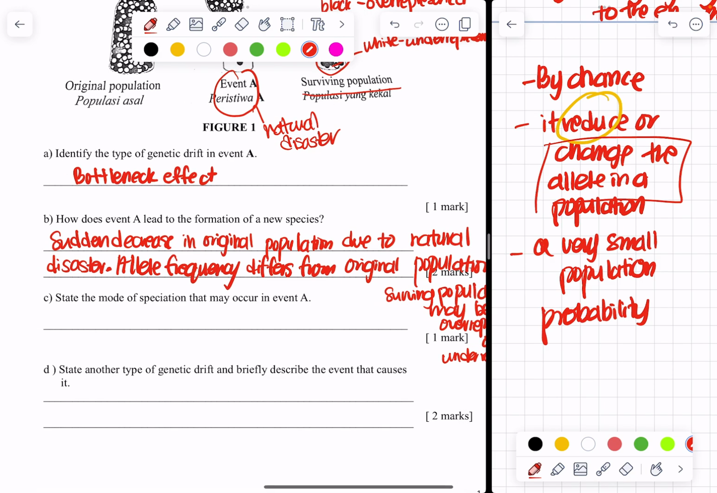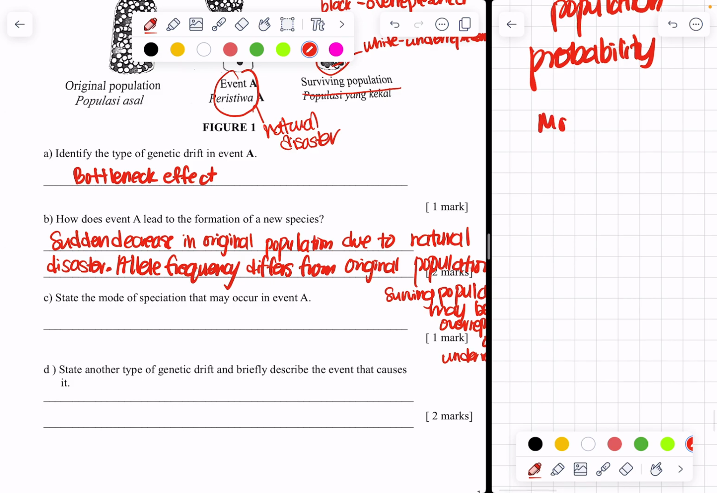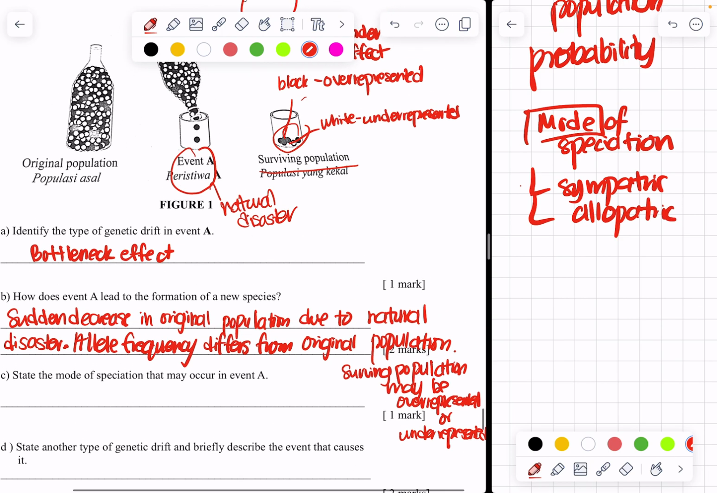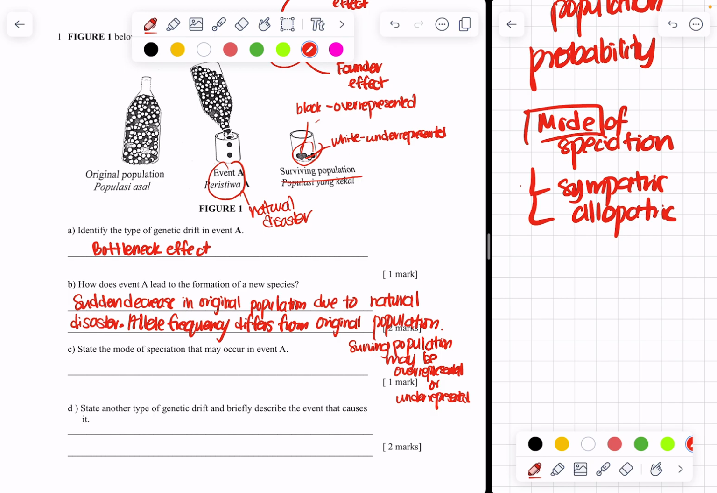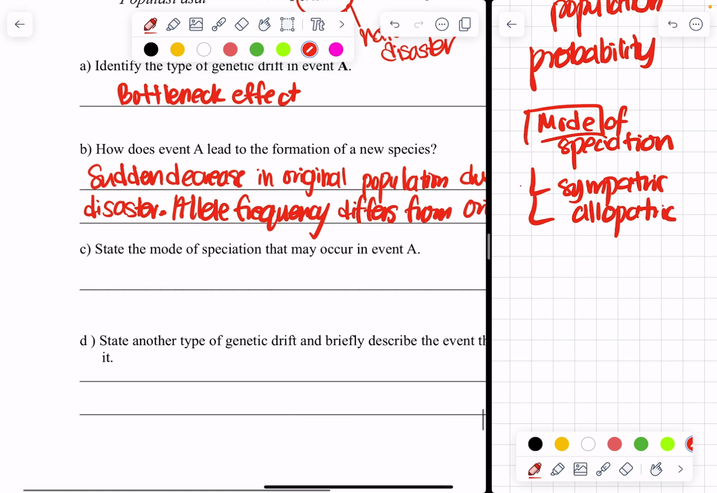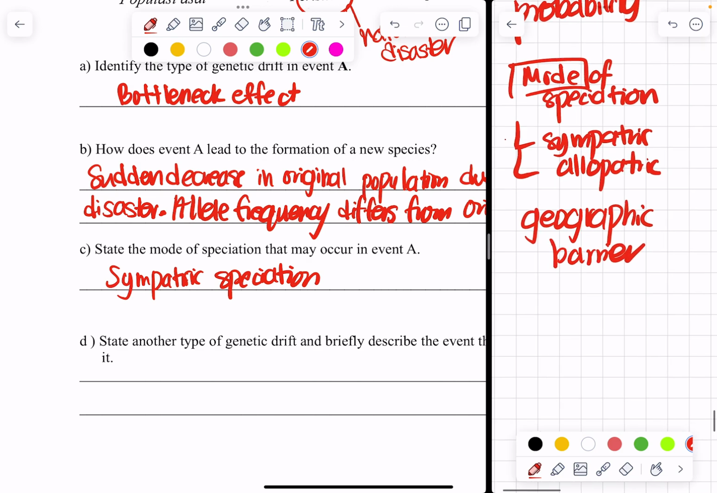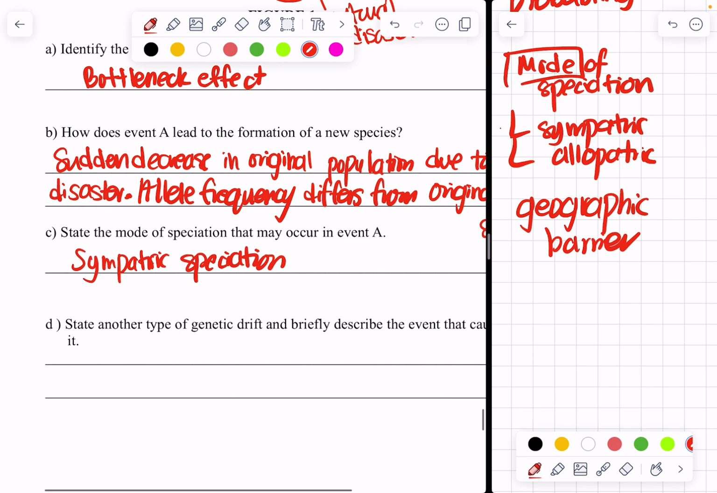C. State the mode of speciation that may occur in event A. Mode. If you see the word mode, there are only 2 types, sympatric and allopatric. So, what happened here? Do you see a sea suddenly between them, becoming an island, a geographical barrier? I don't think there is a geographical barrier here. So that means this is sympatric speciation. You only have to see if there is a geographic barrier. That's how you know whether it's sympatric or allopatric. So that one is 1 mark.